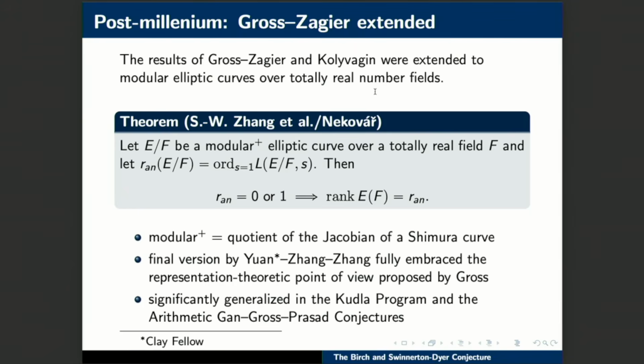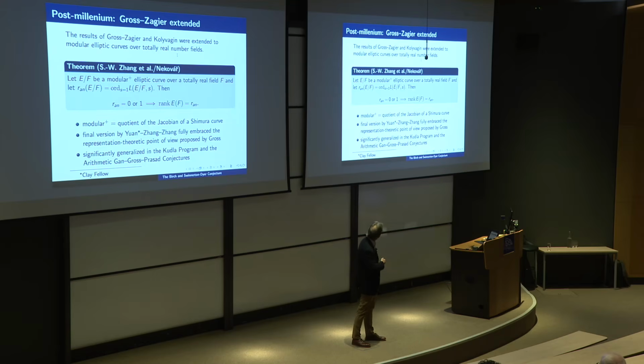And it's been significant that, with that perspective in mind, the Gross-Zagier formula has been significantly generalized in something that has become known as the Kudla program and the arithmetic Gan-Gross-Prasad conjectures. And these were actually the subject of a Clay workshop, maybe about 6 years ago.